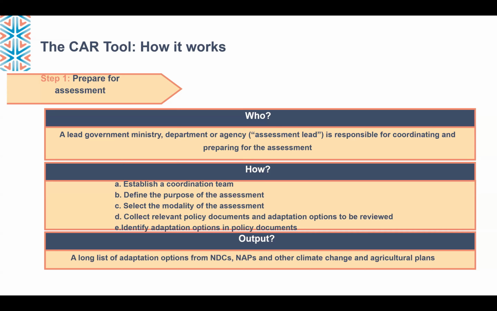Under step 1, this is where we're forming the coordination team, which should consist of lead government ministries, departments, or agencies that are tasked with coordinating the assessment, and then other representatives from government or civil society or other institutions that are involved in climate change and agricultural planning and programming in the country. So this includes NDC focal points or NAP focal points or other planners. And in the handbook, you'll find more details on how to form this coordination team and what exactly the specific tasks of each of those individuals would be.